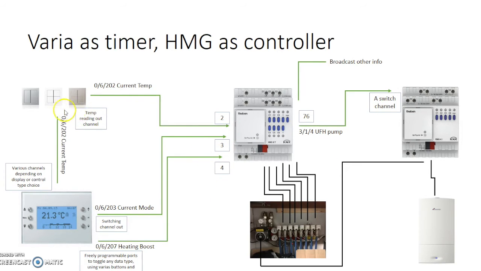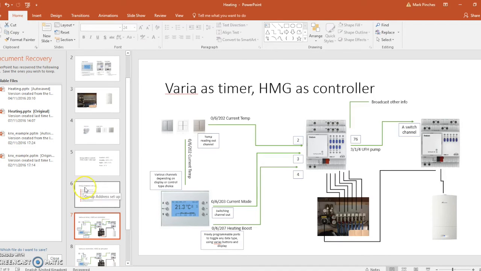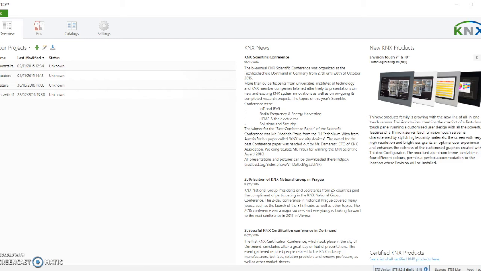One of the things that we'll also connect is the current temperature from the switches to the Varia, so that we can display the actual current temperature here. So we take the current temperature from here and display it here, although that has no impact on the current mode which is coming out through that timing circuit. So I'll just break out of PowerPoint and show you in ETS how I've set that up.